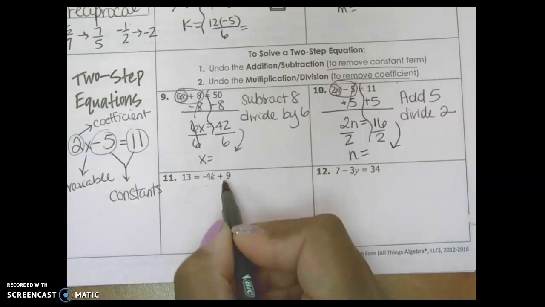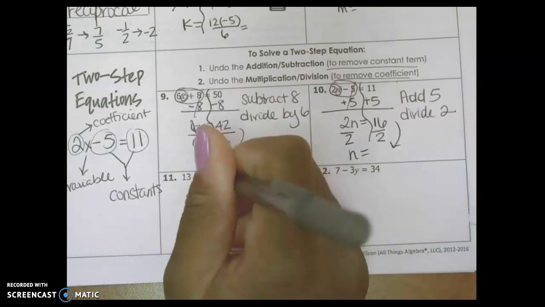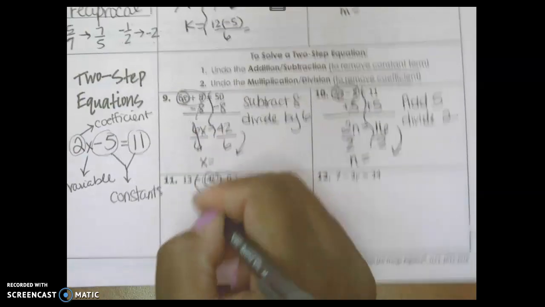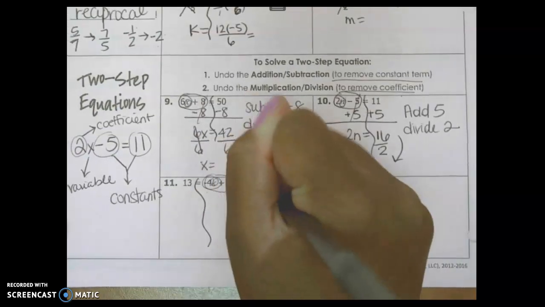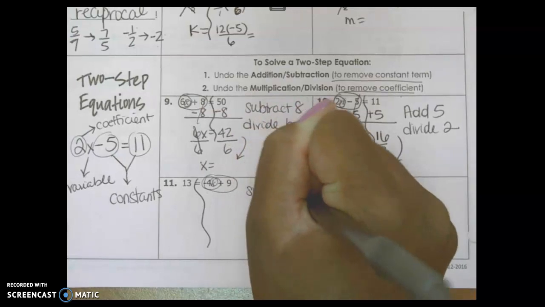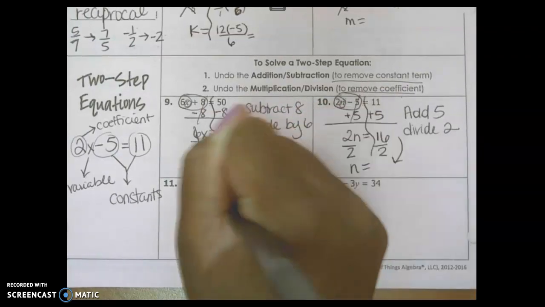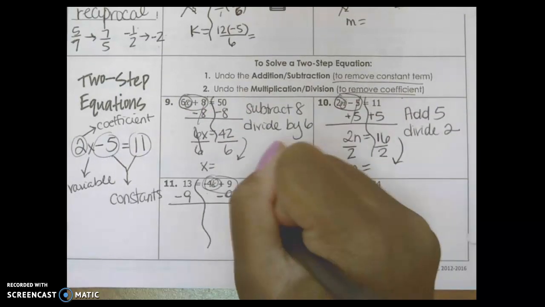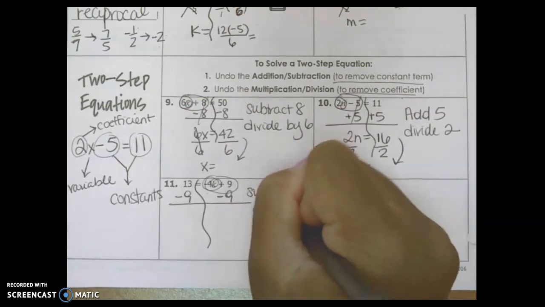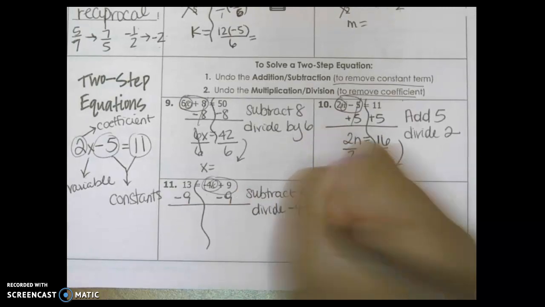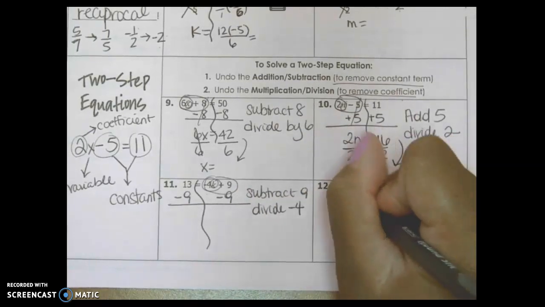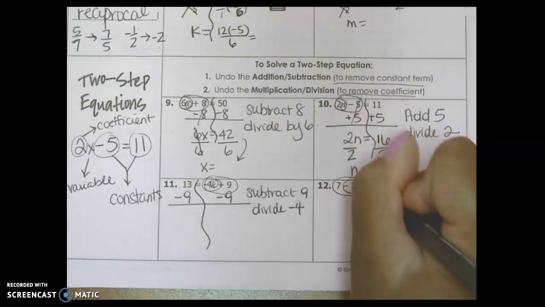Over here, circle, circle, circle. The outer layer is the plus 9, so I'm going to subtract 9. And then divide by negative 4 on both sides. Over here, circle, circle, circle.